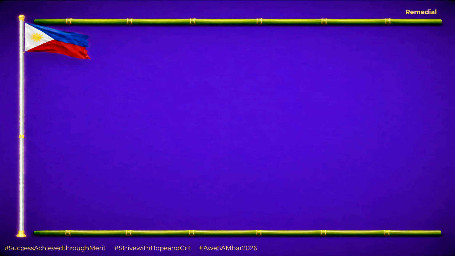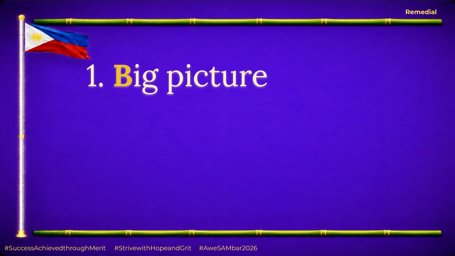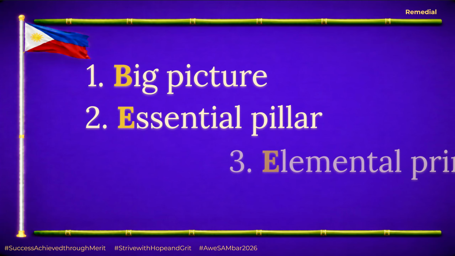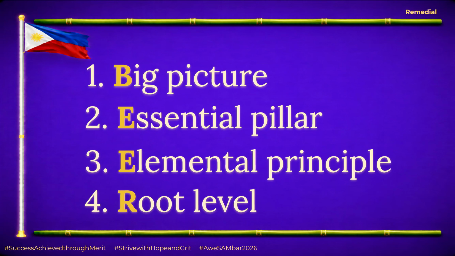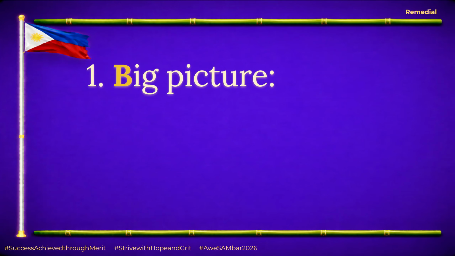Our discussion today will be structured into four levels as discussed in our day 4 of review. To help us properly digest the topic, we will look at the big picture, the essential pillar, the elemental principle, and the root level. Let's jump right into the big picture.